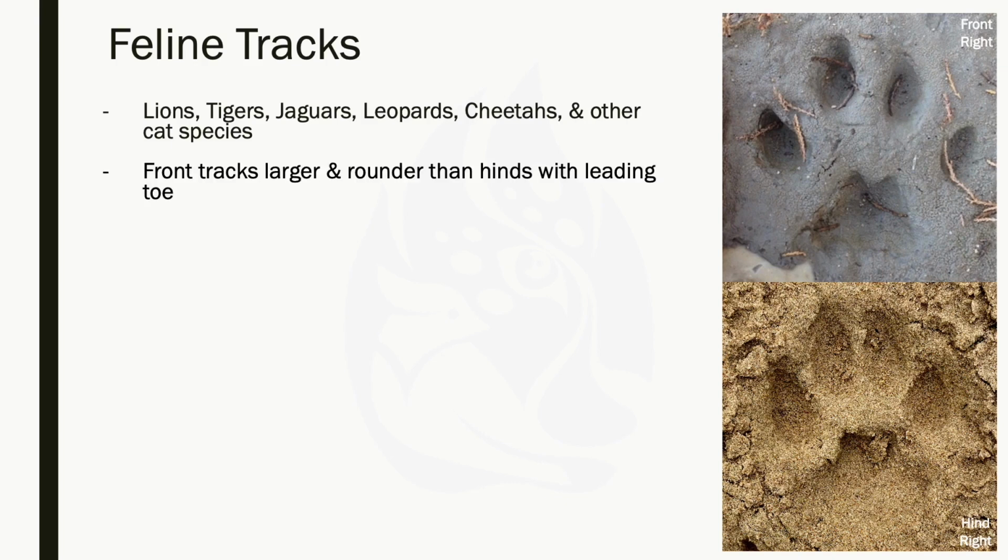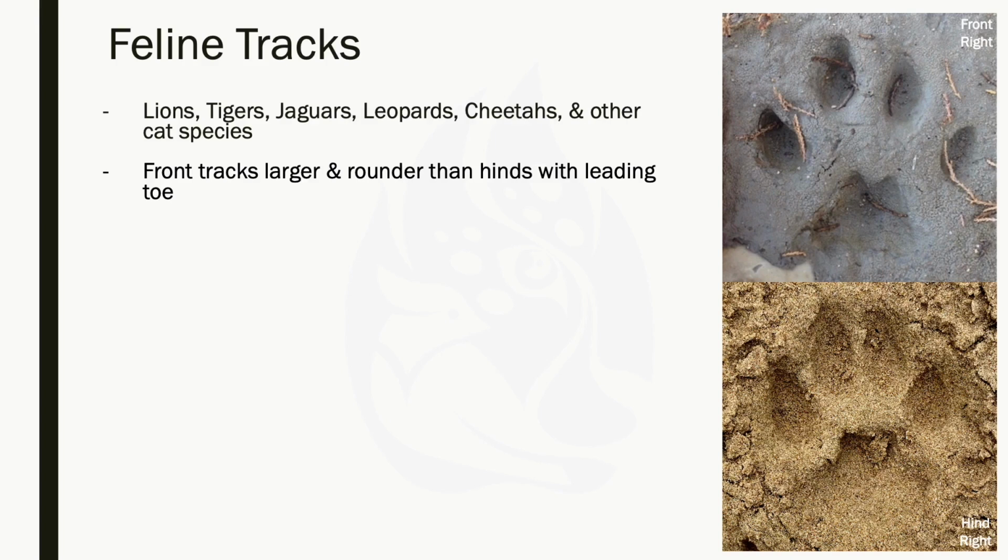Okay, the first thing you want to notice when you come up to a track and you think it might be a feline is that the front track is going to be larger and rounder than a hind track, okay? And that's always the case. Again, the biggest part of the weight of the animal, with the head and the chest, is going to be on the front foot, so they need to have a bigger surface area to support that.